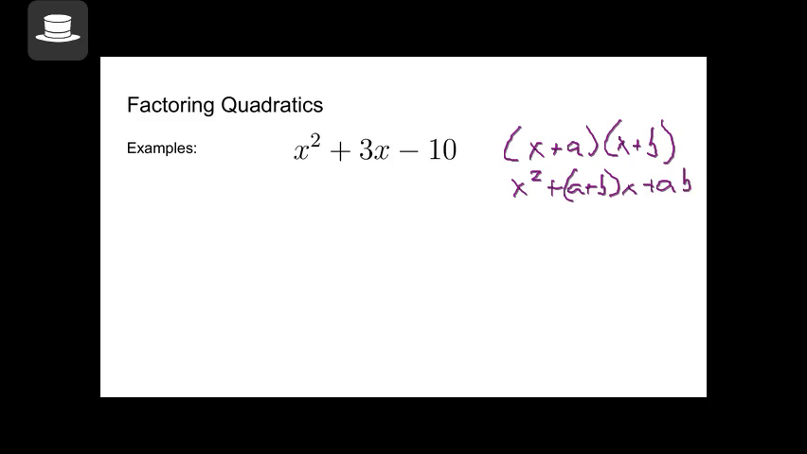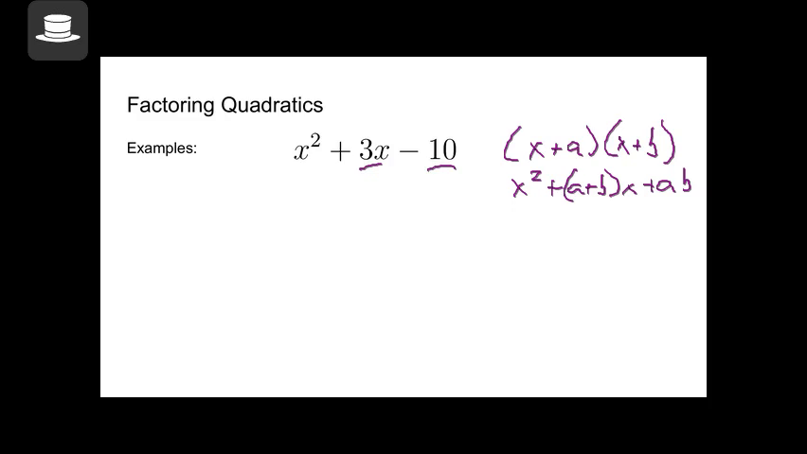Okay, so now I have my general form of what it's going to look like. What I have written here is the same form as our x squared plus 3x minus 10. So we want to talk about a and b. a and b are going to multiply together to make negative 10, and a plus b has to make 3. So we want to discuss possibilities of a and b.